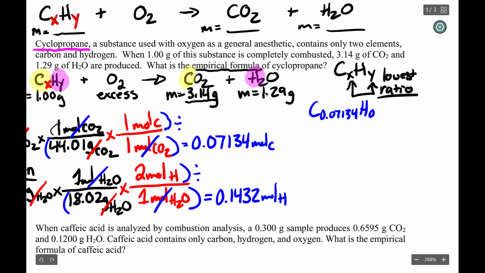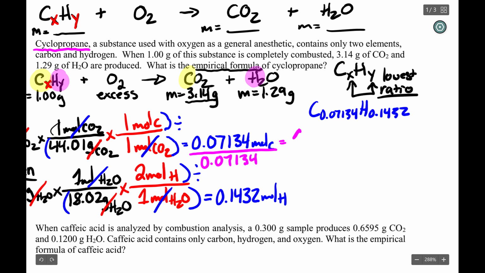Now, essentially what I've come up with is C is 0.07134, H is 0.1432. Well, that looks really weird. We need to get these into whole numbers. So I'm going to do this by dividing the number of moles that I've calculated by the lowest of the 2 values. Between these two, 0.07134 is the smallest, so I'm going to divide both of them by that value to get my number of moles in a whole number.